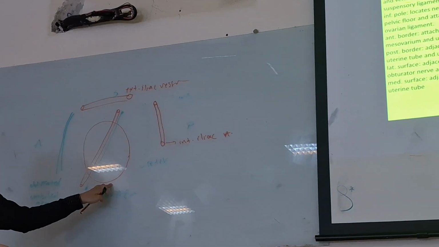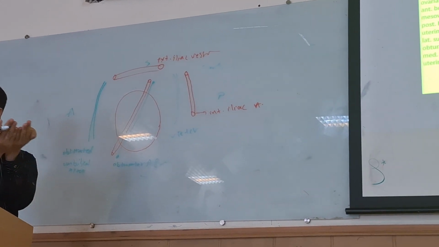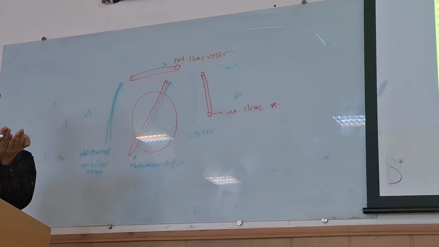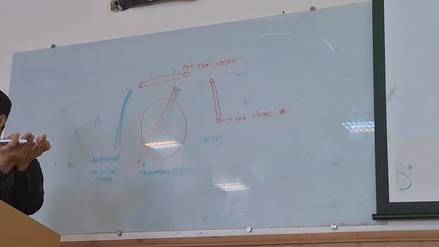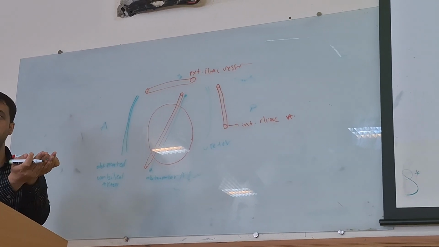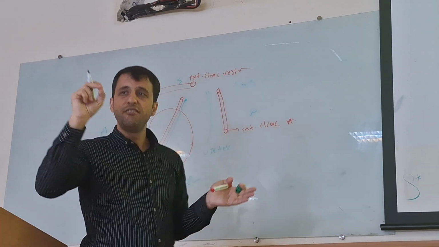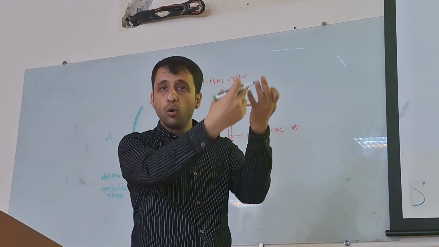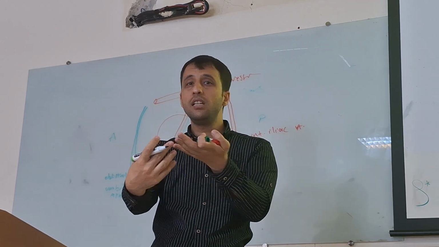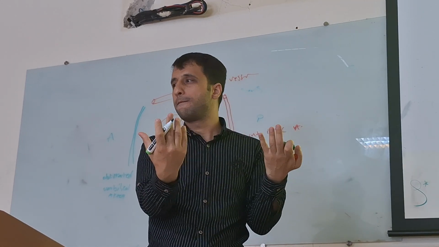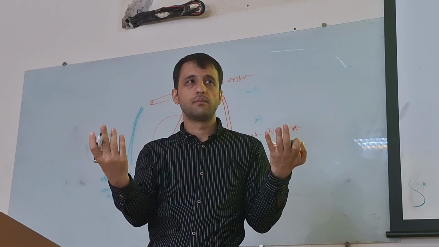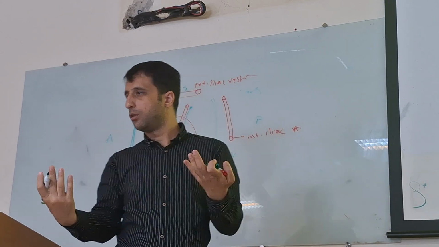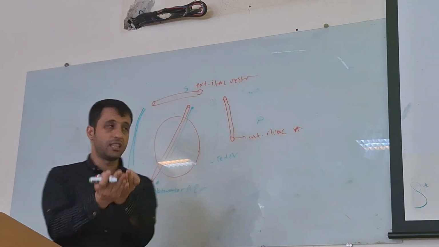What is the inferior adjacent? The inferior adjacent is the levator ani muscle, the pelvic diaphragm. So any weakness in the levator ani muscle can displace the ovary downward and cause prolapse of the ovary. What is prolapse? Falling down. Any weakness of the pelvic floor.